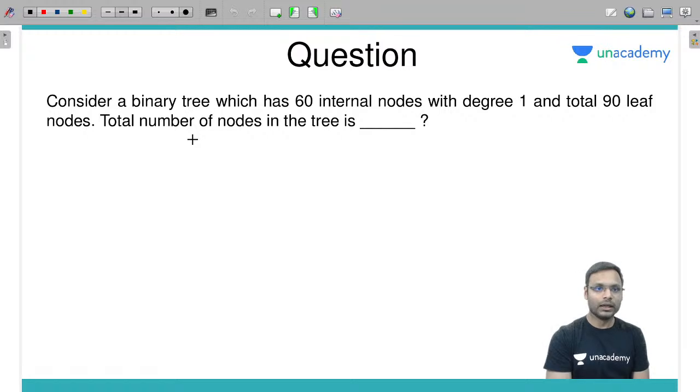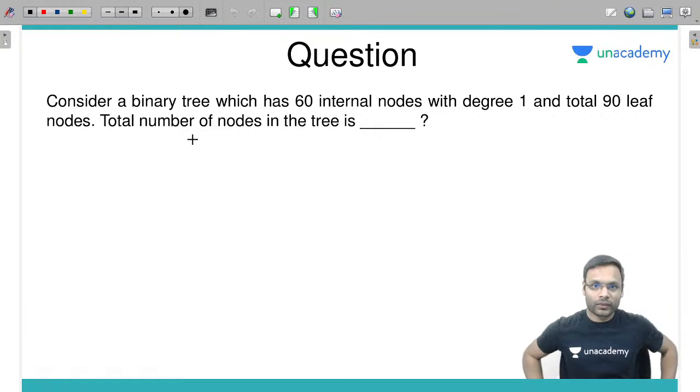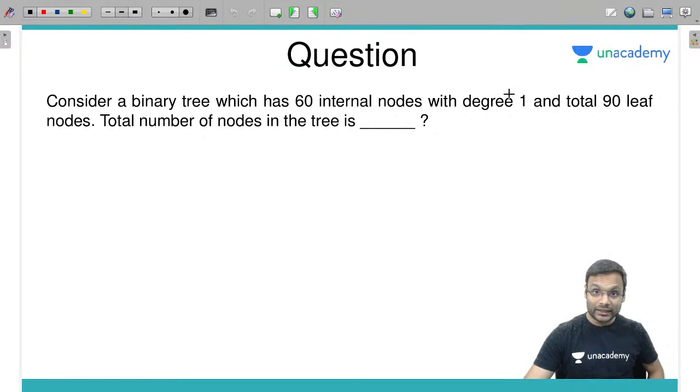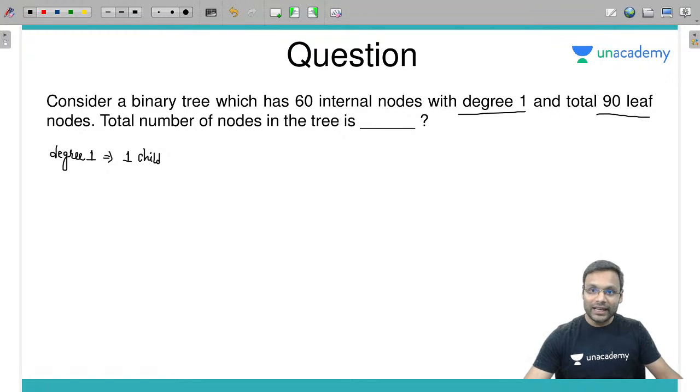Another one. Consider a binary tree which has 60 internal nodes with degree 1. Okay. Degree 1 means 1 child. And a total of 90 leaf nodes.